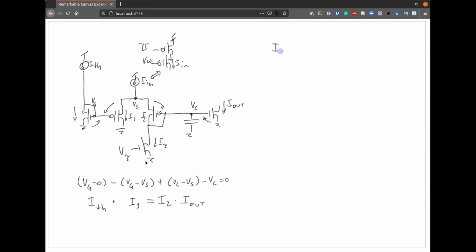So I out, that's easy. Let's assume it's in saturation. So it's I0 e to the kappa V C over UT. I won't write UT for convenience. And then this I1 and I2, the sum of those is equal to I in. So I in is I1 plus I2.